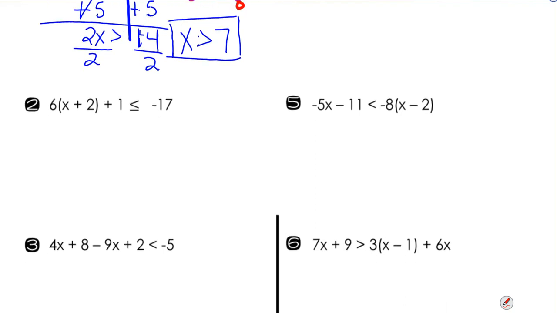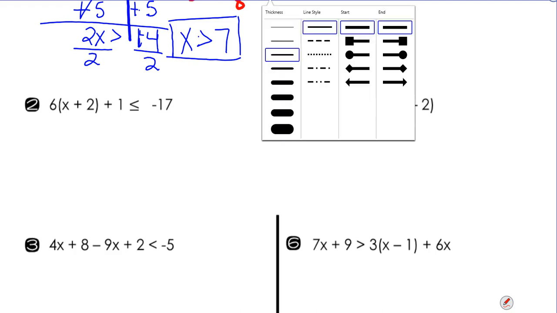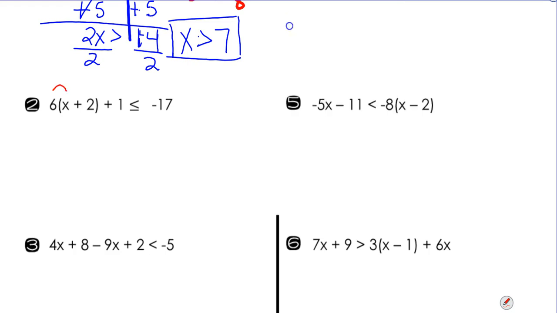How is the second one different from the first? What do we have this time? Julia. Yeah, we have a different sign and we have parentheses. So our first step when we have the parentheses is to get rid of the parentheses. We're going to use the distributive property to get rid of the parentheses. So I'm going to go ahead and distribute 6x plus, and then I'm going to multiply 6 times 2, which is 12, plus 1 is less than or equal to negative 17. So we've distributed, we've gotten rid of our parentheses. Now we're going to combine our like terms.